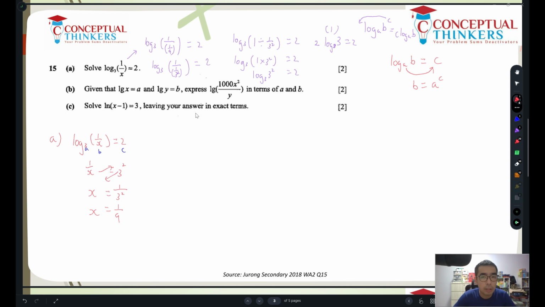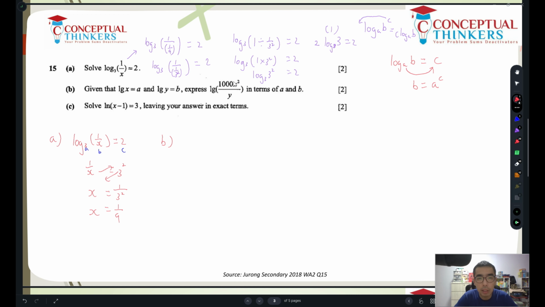Okay. Now, next we move on to part B. They say that LG is equal to log base 10. So log base 10 of x will be equal to a, and log base 10 of y will be equal to b. So we have to express LG of 1000 x squared over y in terms of a and b.